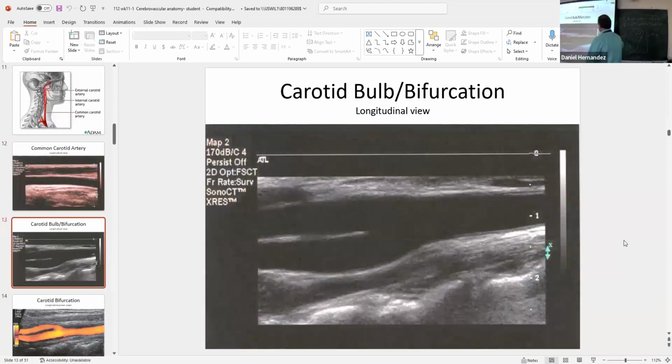And then as we're scanning up towards that bifurcation, you're going to notice the vessel starts to bulge a little bit, and we enter into that area of the bulb, which is just before the bifurcation, the split into internal and external. So in sagittal, you can't really tell which is internal or external unless we see a branch coming off one of those vessels, and we can then ID it as the external carotid artery. Don't go by the orientation because people's splits are different.